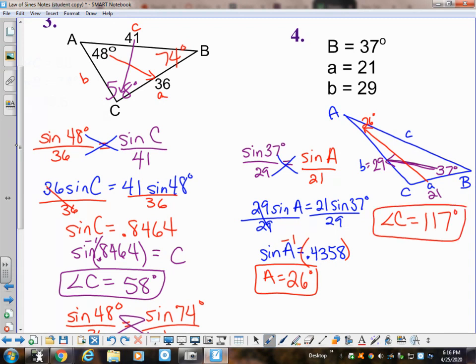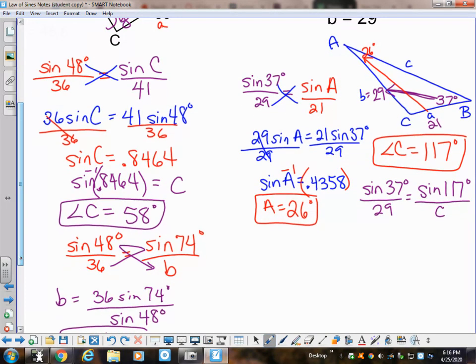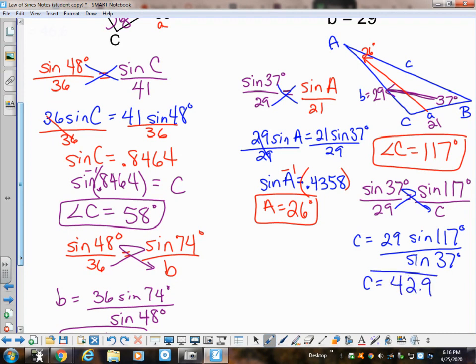So now I have to find little c. So using our b's again, and now sine of 117 over little c. Hey, cross multiply, we're almost done. Little c, 29 times sine of 117 over sine of 37. And that tells me that my little c is 42.9.